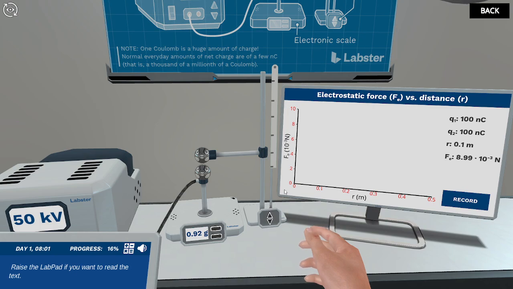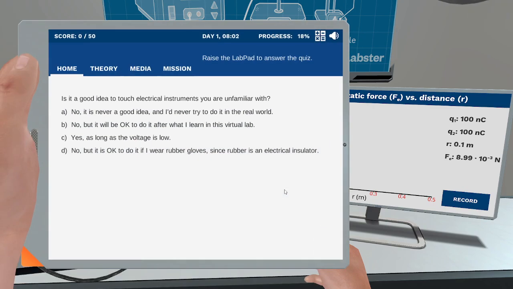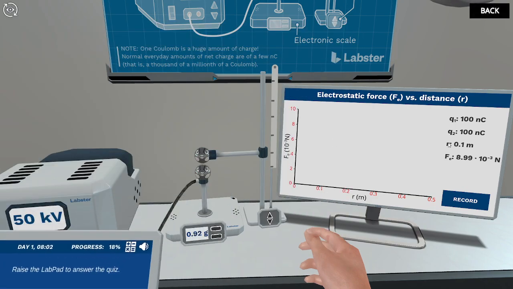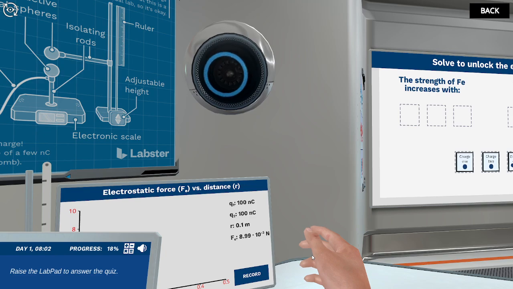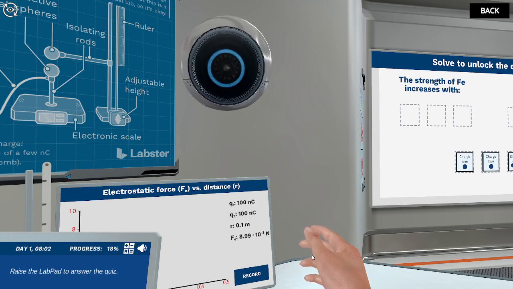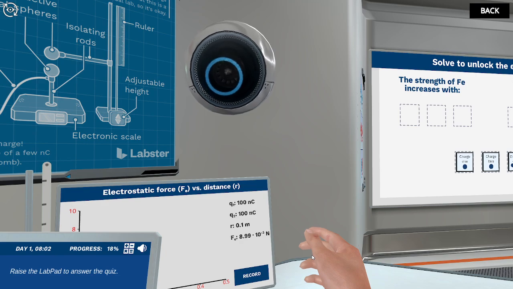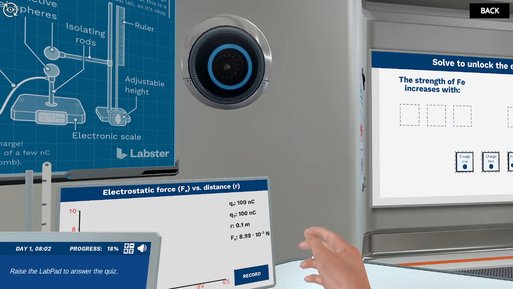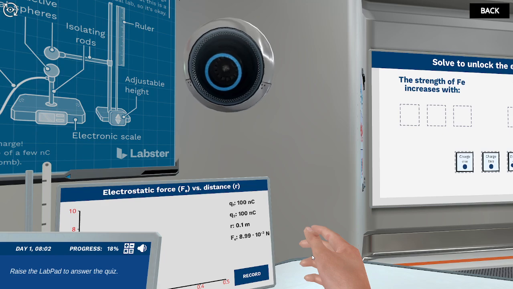But before we start, there is something I'd like to ask you. Is it a good idea to touch electrical instruments you are unfamiliar with? Good, we are clear on that. Touching any electrically charged objects can be dangerous even at low voltages. You should never touch electrical instruments without qualified guidance, or you will put yourself and others at risk.